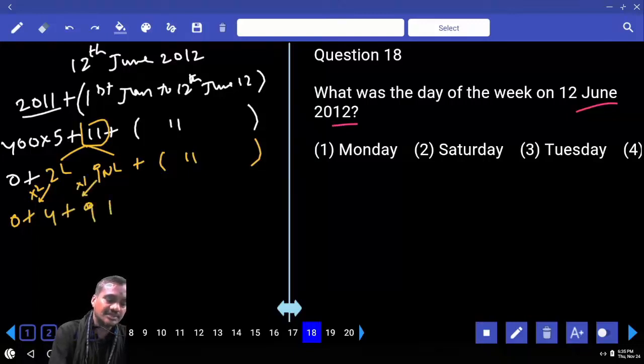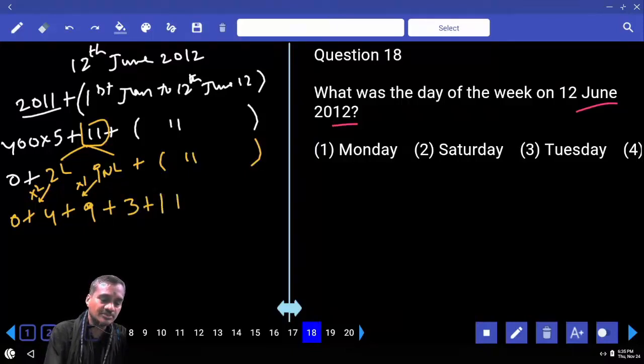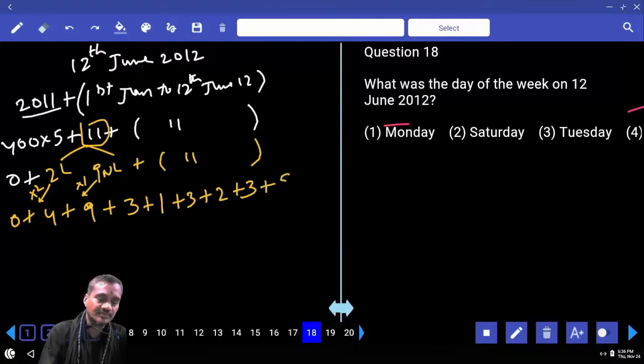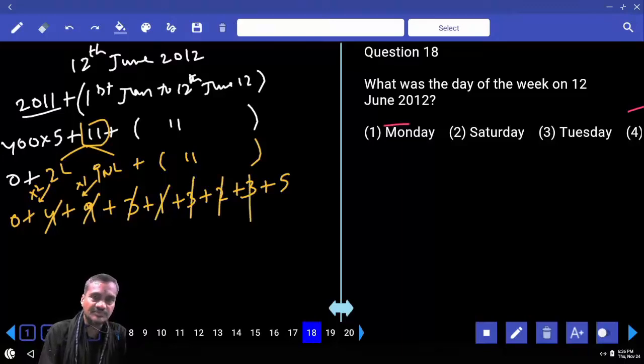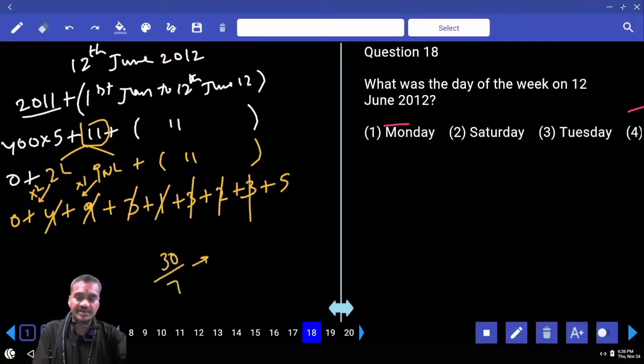4 plus 9, 13. Next, January 3, February 2012, leap year 1. March 3, April 2, May 3, June 12 plus 5. Then 4 plus 9, 13, plus 3, 16. And 16 plus 3, 16 plus 1, 17. 20, 22, 25 plus 5, 30. 30 divided by 7, 30 divided by 7.